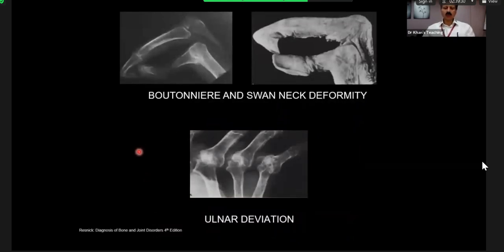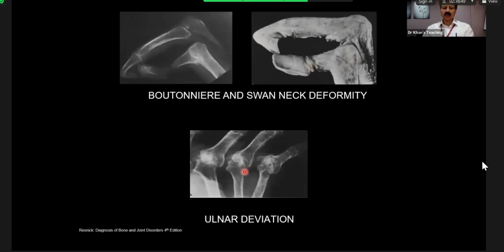Okay, so let's develop our concepts on the type of deformities which you can see in advanced cases of rheumatoid arthritis. And these words are important for your exam. So this is a cadaveric X-ray. This is the cadaver. And you can see that this is known as the swan neck deformity. So the proximal joint is in extension and the distal is in flexion. This is swan neck deformity. This is Boutonniere's deformity, where there is flexion of the proximal and extension of the distal. And this is what we call ulnar deviation.